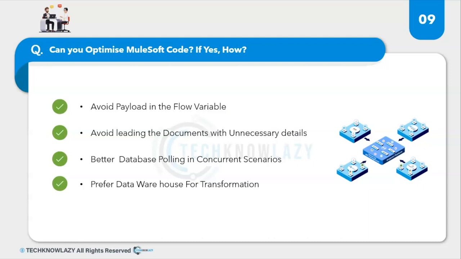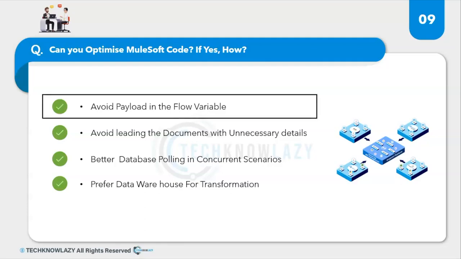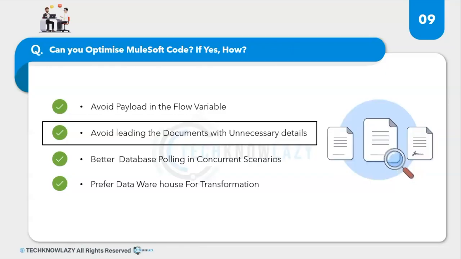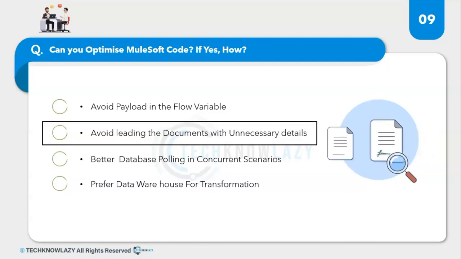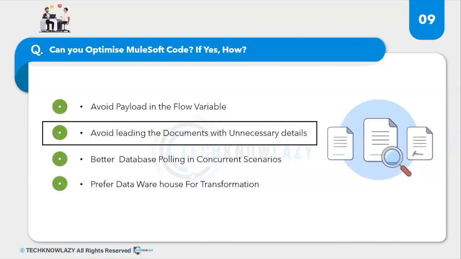Firstly, you can do it, and the prerequisites that you need to ensure are: you need to avoid payload in the flow variable, right? When you're trying to optimize code or update something, then you need to make sure that the flow variable is not having any type of payload. Proceeding ahead, the next thing is avoid loading the documents with unnecessary details. So when you're documenting your code, try to minimize unnecessary details. That is the second best thing you can do.